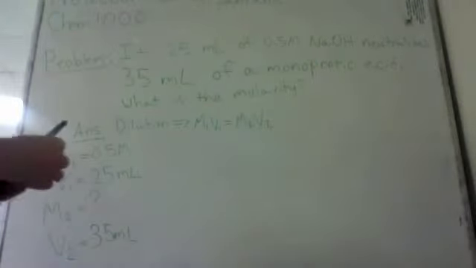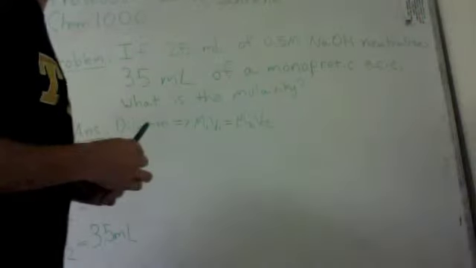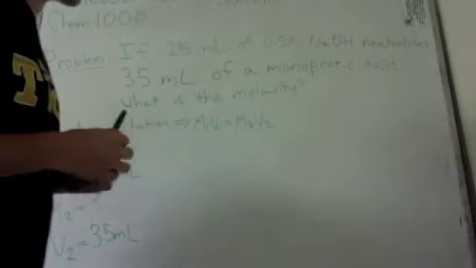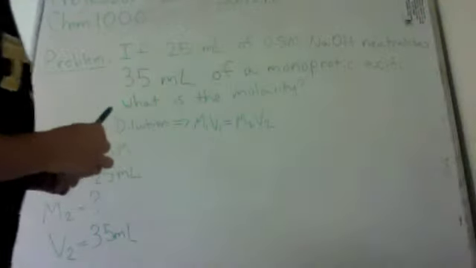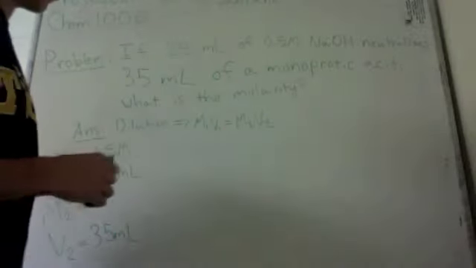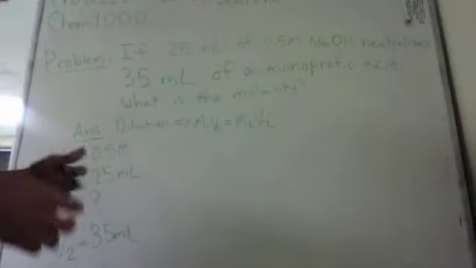The first problem reads as the following. If 25 milliliters of 0.5 M sodium hydroxide neutralizes 35 milliliters of a monoprotic acid, what is the molarity? So we must first take into consideration the dilution equation M1V1 equals M2V2, whereas M equals the molarity and V equals the volume of the acid.